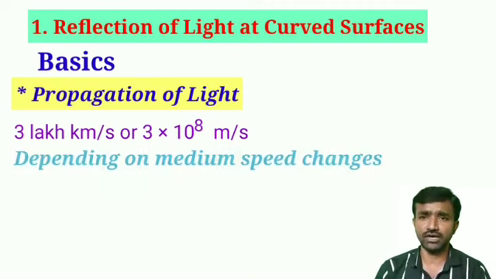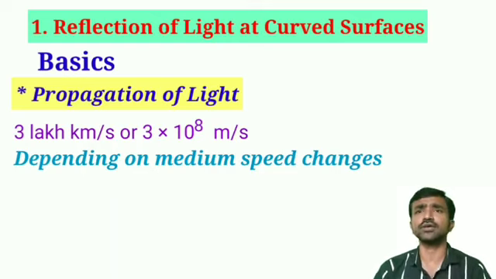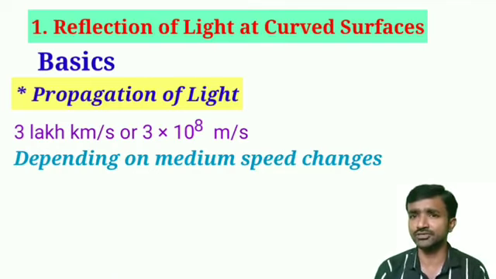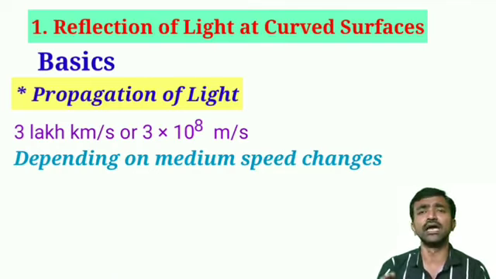Light travels in a medium and in vacuum, but the speed of light depends on the density of the medium. When the density of the medium increases, the speed of light decreases. For example, the density of air is less. Compared to that, in water the density of the medium is higher, so the speed of light is lower. So light does not maintain a constant speed.